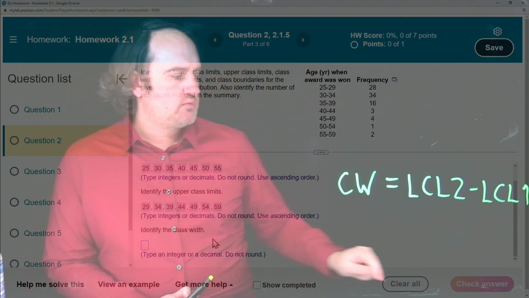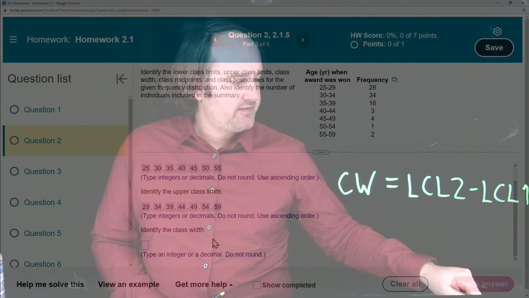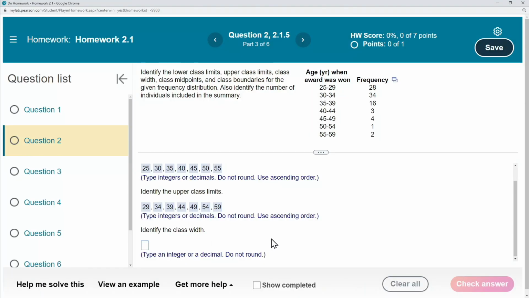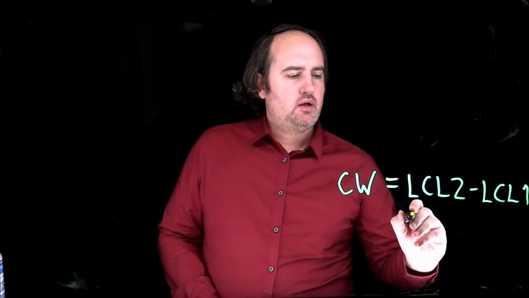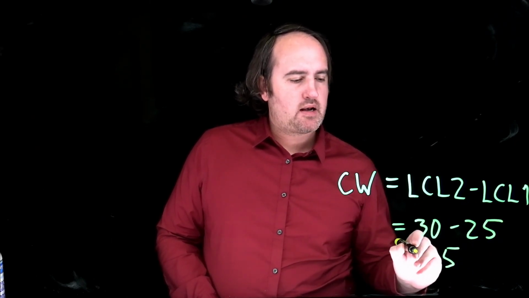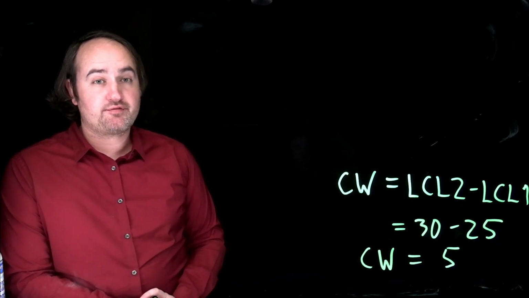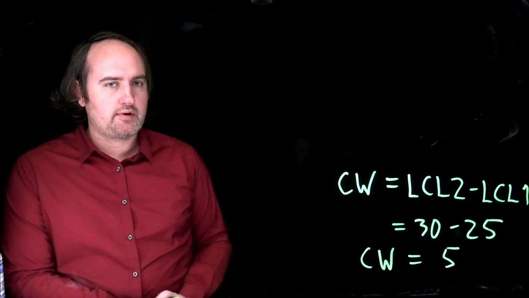Okay, so what's that going to look like here? Well, looking back at the actual problem, we'll notice that lower class limit number 2 is 30, and lower class limit number 1 is 25. So that's actually going to be 30 minus 25, which is 5. Okay, so on this problem, our class width, CW, is 5. Pretty straightforward, right?